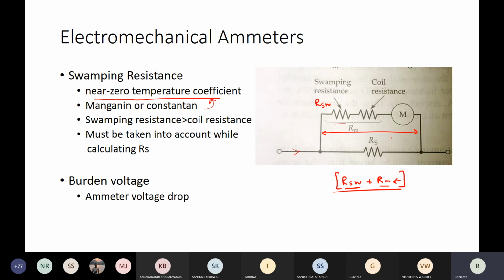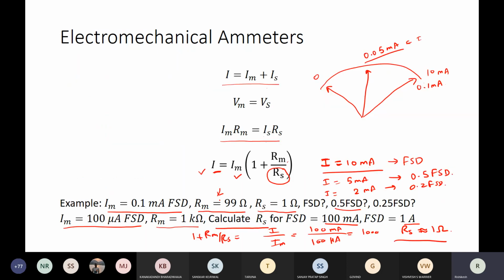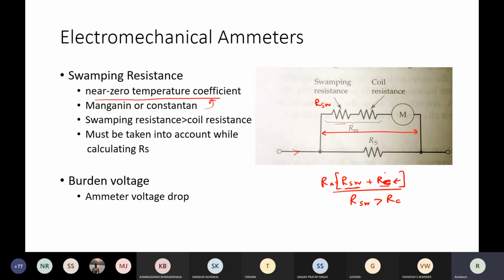So swamping resistance is usually greater than the coil resistance. So this total is Rm, so I should write Rm is Rsw plus Rc, that is coil resistance. And when you are calculating the range here, okay, the Rm is no more only the meter resistance, that is coil resistance. It must include the contribution of swamping resistance as well. So it must be taken into account while calculating Rs.